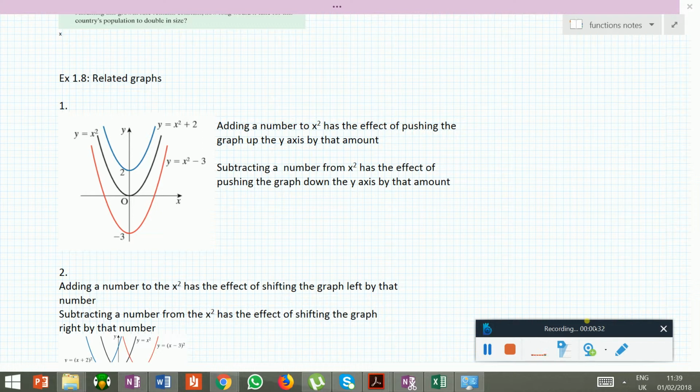The graph y is equal to x squared plus 2 is just y is equal to x squared, but pushed 2 units up on the y-axis. So that's fairly intuitive and straightforward enough, hopefully. Now, when we come down here, though, it's slightly different.